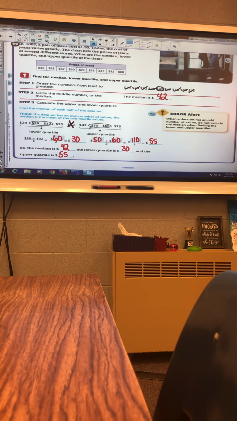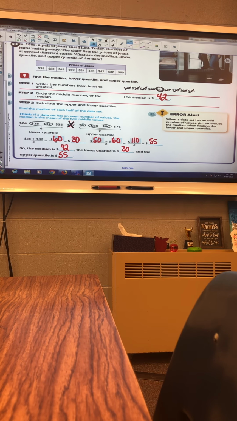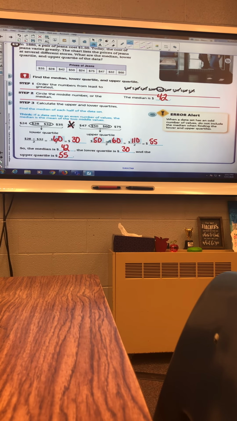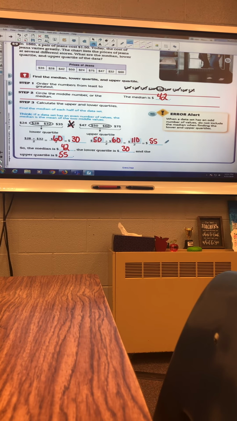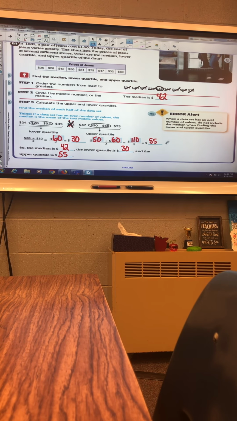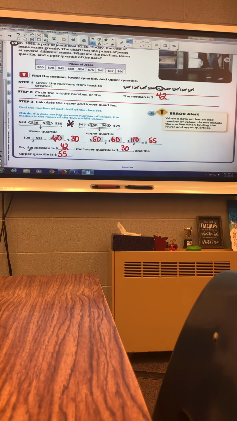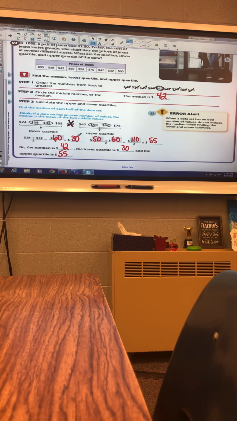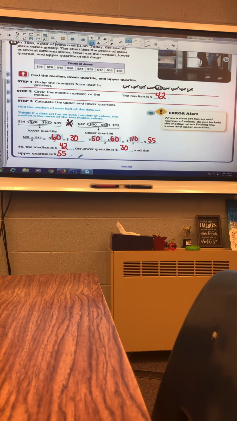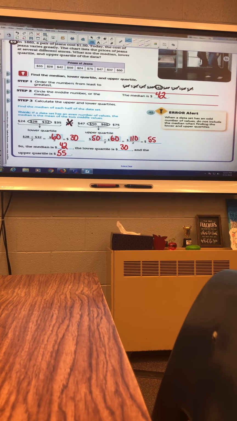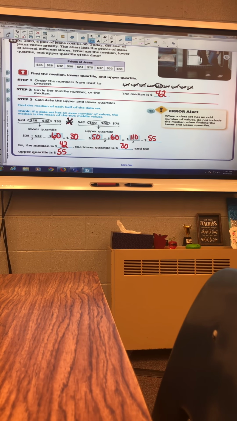Okay? Your upper quartile, we're just looking at the upper half. So we have 2 in the middle again, so you have to add those. You get 110. Since you added 2 things, you're dividing by 2. 110 divided by 2 is 55. So, if you recall, our median is 42. Our lower quartile was 30, and our upper quartile is 55. Moving on to put those in a box plot.